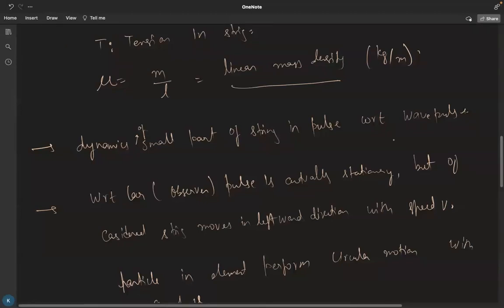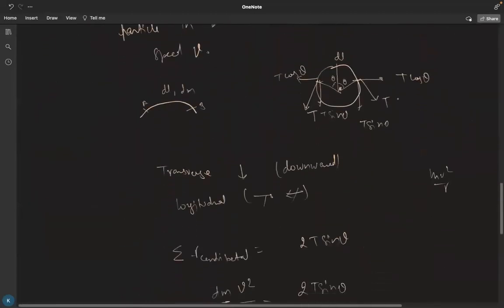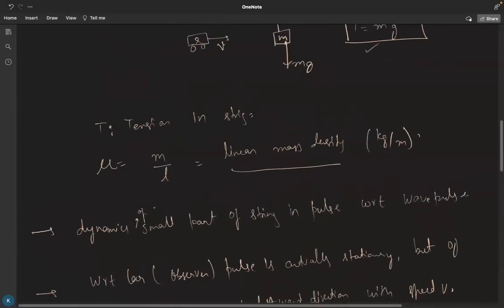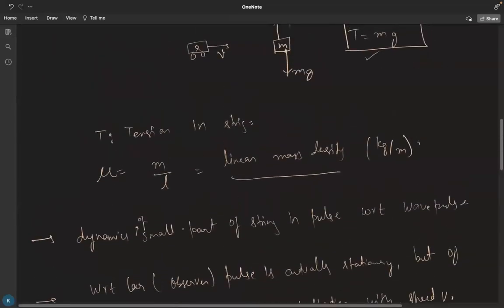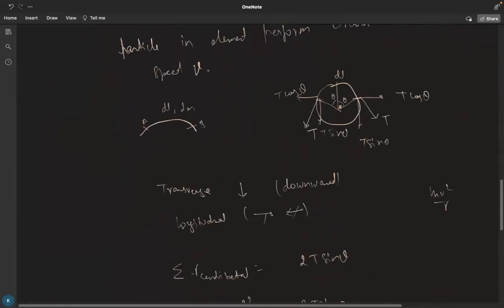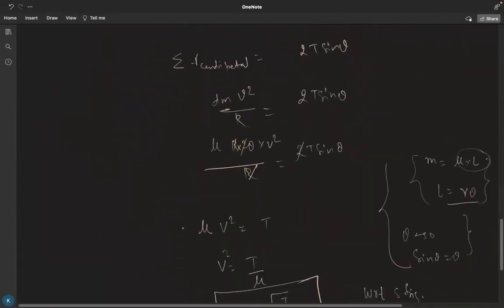Because from the relation, velocity of A with respect to B is equal to velocity of A with respect to ground minus velocity of B with respect to ground, right? So from that relation, I'm going to write it here. With respect to the observer, we get the velocity of the pulse as zero, or you can say it is stationary, right?